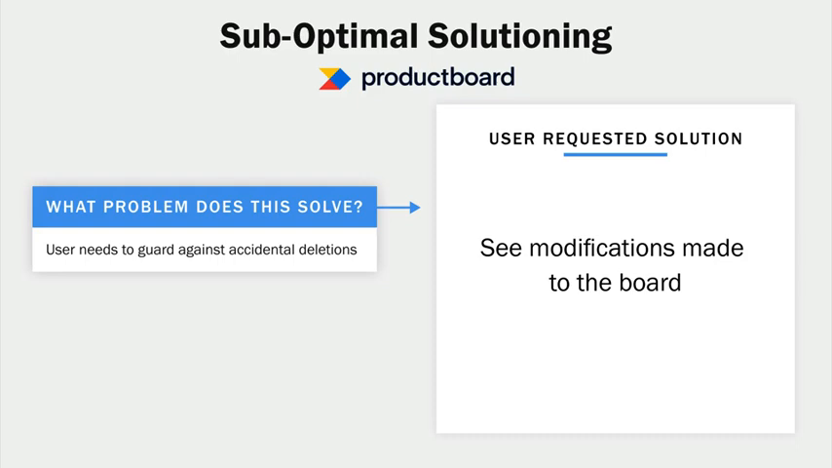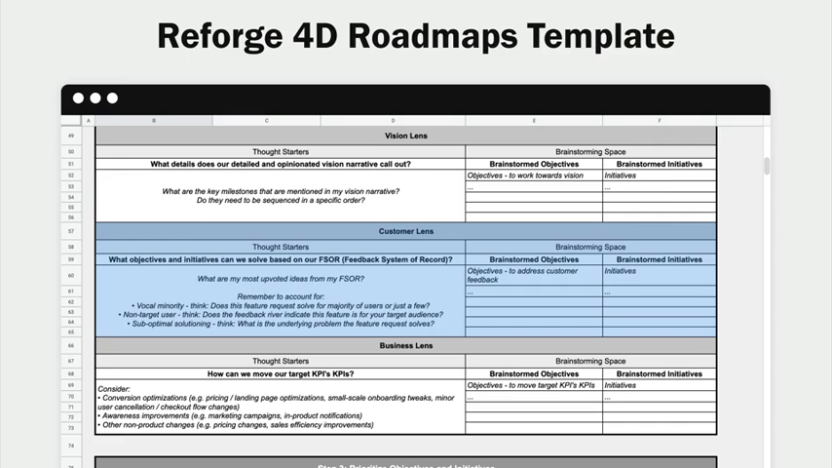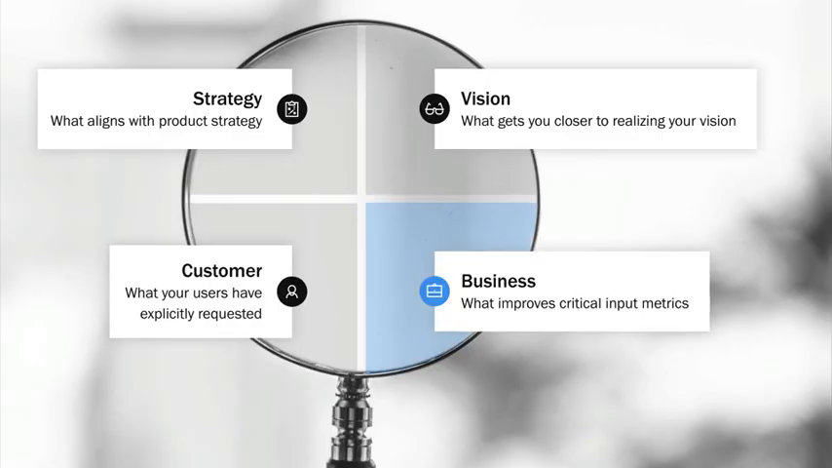Product Board dug into what problem this would specifically solve and found that the user actually needed a way to guard against accidental deletions. Based on this, Product Board's objective was to implement more robust data retention, rather than enable users to view board edit history. Using this knowledge, write down what your customer lens objectives and initiatives might be in the Reforge 4D Roadmaps template.